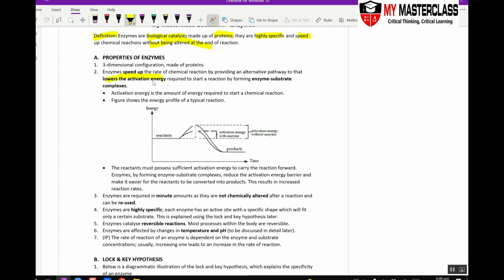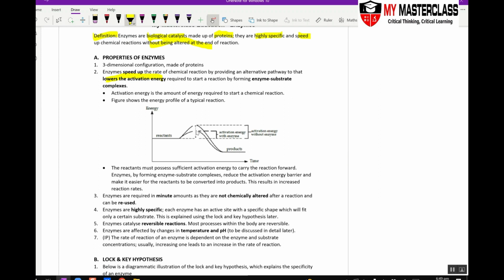So once the activation energy is lowered, that means to say the amount of energy needed for the reactants to actually start the reaction. Okay, originally this is the amount of energy that is needed, but in the presence of the enzymes, this energy is lowered. So once the energy is lowered, that means the reactants are not required to take in as much energy. So subsequently, the reaction can be much faster to form the products.